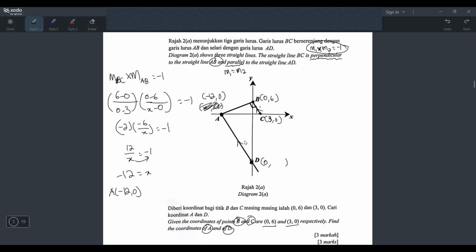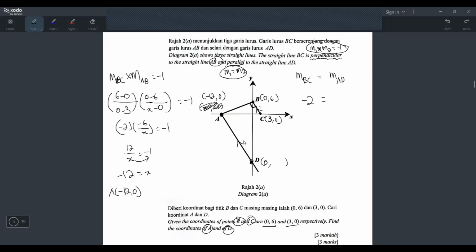But you still have to find your point D. How do you do it? Use this formula, M1 equals M2, because this gradient and this gradient are the same. Why the same? Because they are parallel. So I'll do it here: gradient of BC and gradient of AD. This time you will not write times equals -1. This time you just put equals, because they are parallel. So what is the gradient of BC? You found it just now. BC gradient is -2, so just write -2.